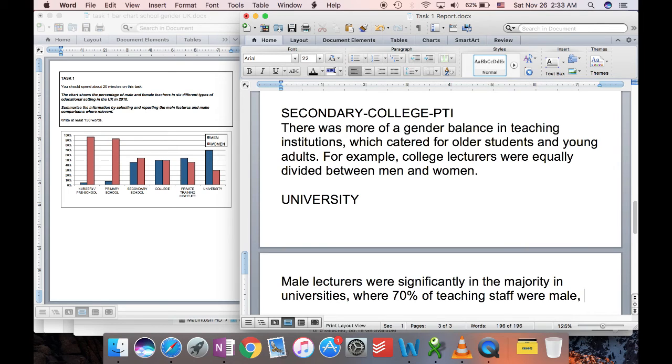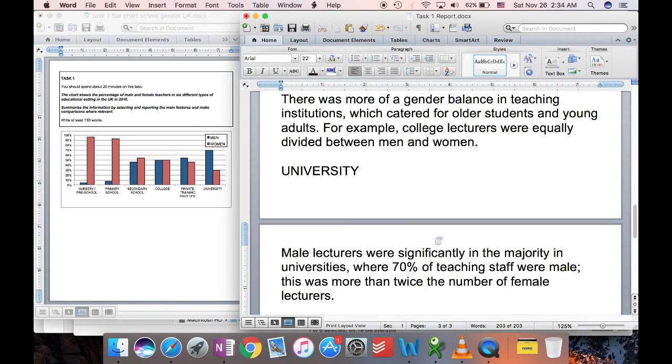And let's put a little bit of extra information. Let's do a semicolon. This was more than twice as many. In fact, let's just say more than twice the number of female lecturers. And I think that's done.